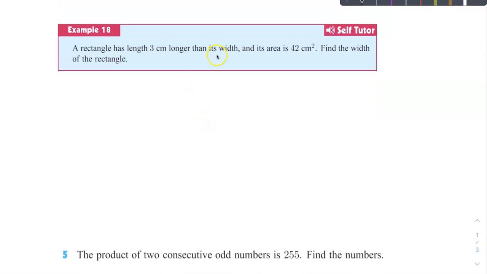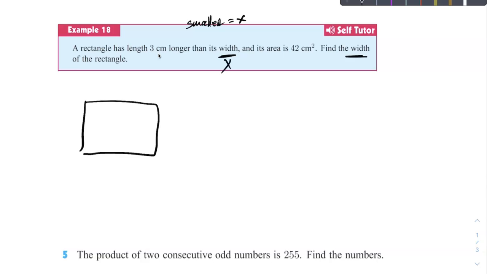A rectangle has a length 3 centimeters longer than its width, and its area is 42 centimeters squared. Find the width of the rectangle. So they want to find the width. I like to draw pictures most of the time if I have a chance. So we have a rectangle with a length 3 centimeters longer than its width. What I generally do is make the smaller thing my x. The length is longer, so my width is x. Length or width really doesn't matter, but I'll make one of these x, and then the other one is 3 centimeters longer, so x plus 3. I could erase the w and the l. There we go. So this is my width, this is my length.